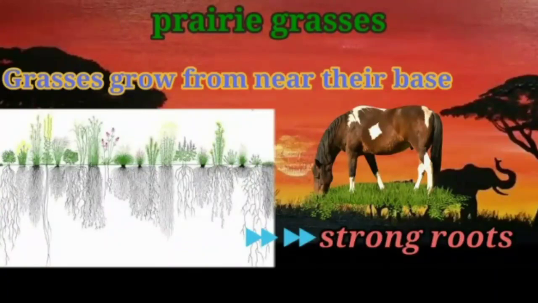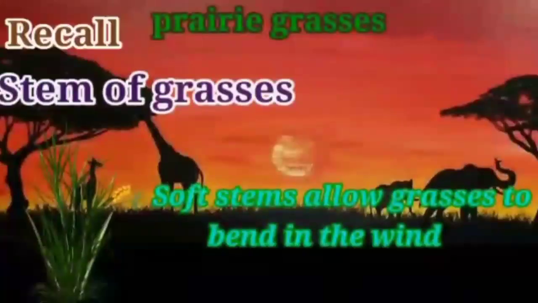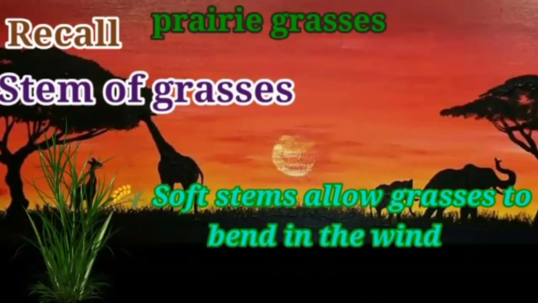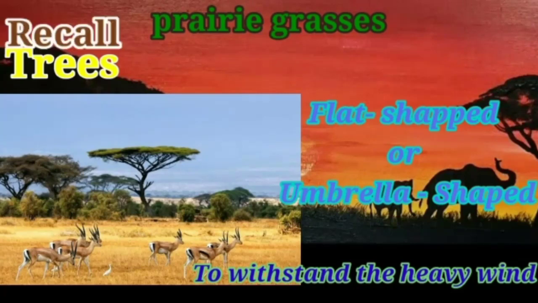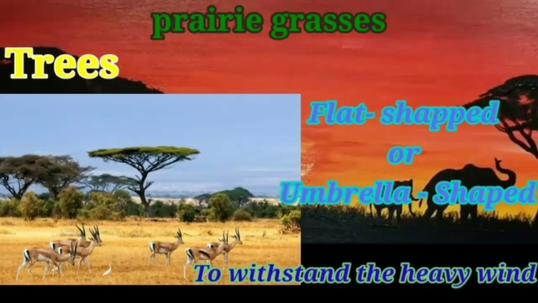Grasses grow from near their base, not from the tip. Soft stems allow prairie grasses to bend in the wind. Trees that grow in grasslands are flat shaped or umbrella shaped in order to withstand the heavy wind.